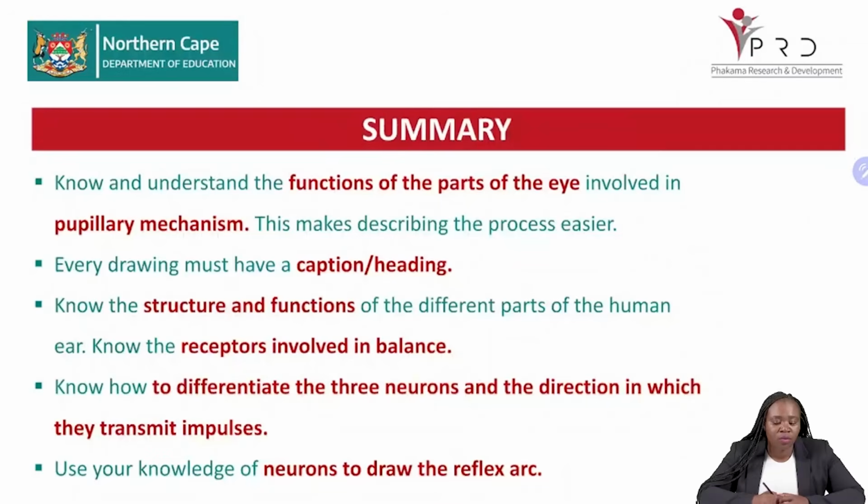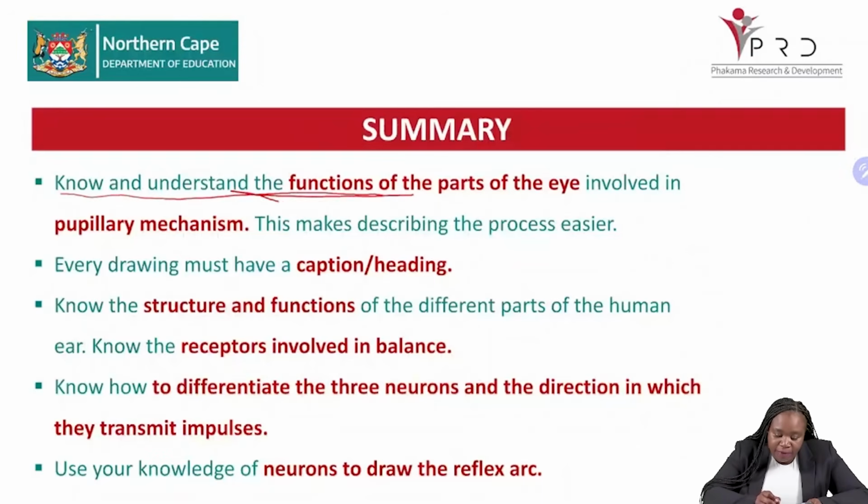Now let's just have a quick summary of what we learned today. Know and understand the functions of the parts of the eye. Don't just know the parts of the eye. Know them and understand their functions. Meaning that if we are looking at the lens, don't just be able to point at the lens and not know what the lens does. Know that the lens can change its shape for accommodation, right?